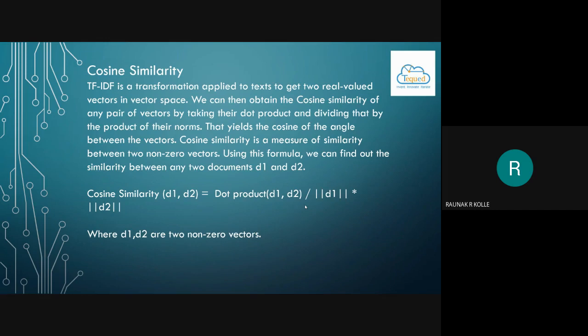Using the following formula, we can find out the similarity between any two documents D1 and D2. For the given input strings or non-zero vectors D1 and D2, we find the dot product divided by the product of their norms, and this is the cosine similarity. D1 and D2 stand for the two non-zero vectors.